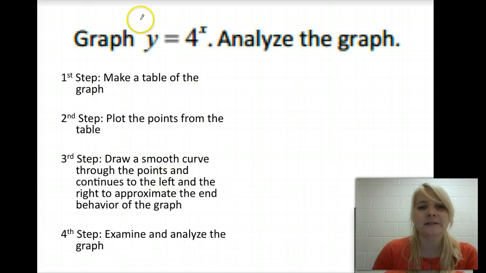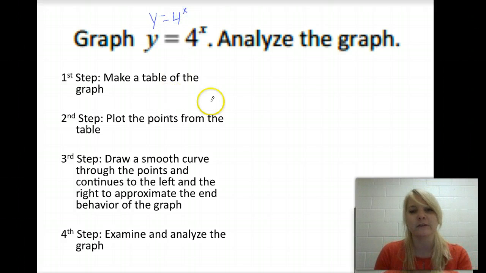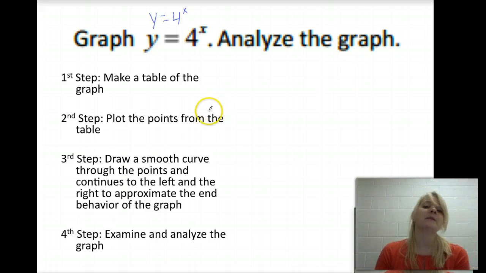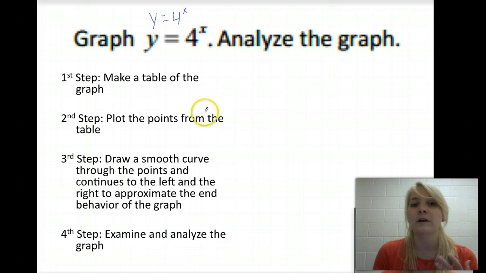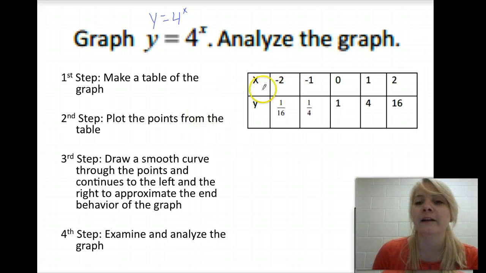All right, the first thing we're going to take a look at is graphing y equals 4 to the power of x, and then we're going to analyze the graph. Our first step is to make a table of the graph. So we're going to make a table for exponential functions so that we can see what these look like. We're going to use the x values -2, -1, 0, 1, and 2. And then to get the y values, we're substituting in those x values into x in our function.